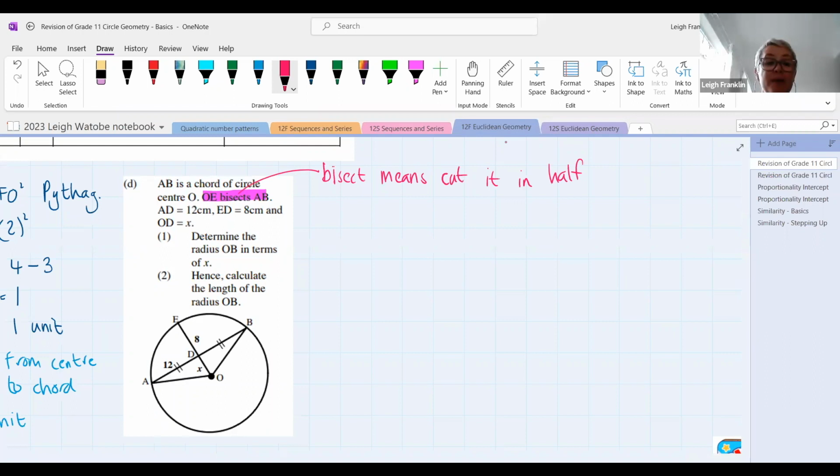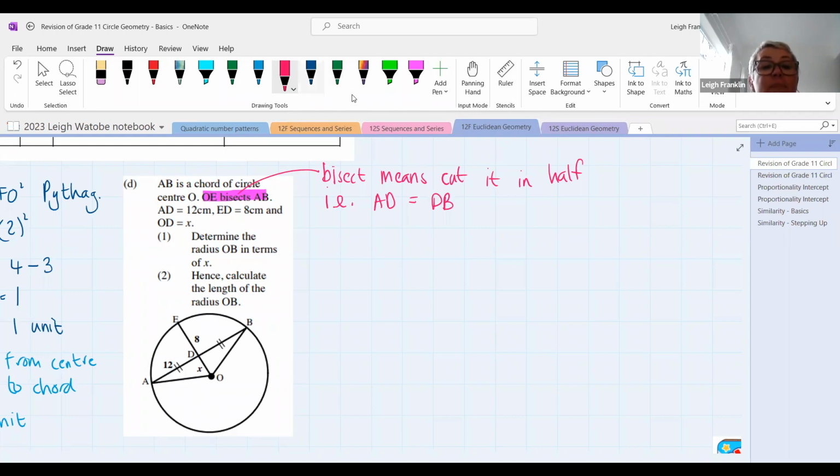All right, and if something's been cut in half, it means that the two pieces are going to be equal to one another. So this is them telling you that AD equals DB. Okay, so in other words, what this means is that AD equals DB. They tell us AD is 12, they tell us ED is 8, and they tell us that OD is X.